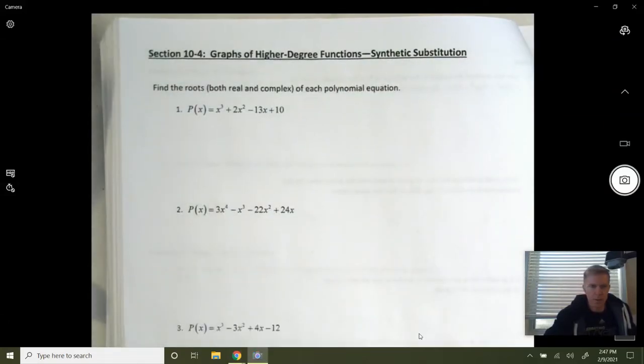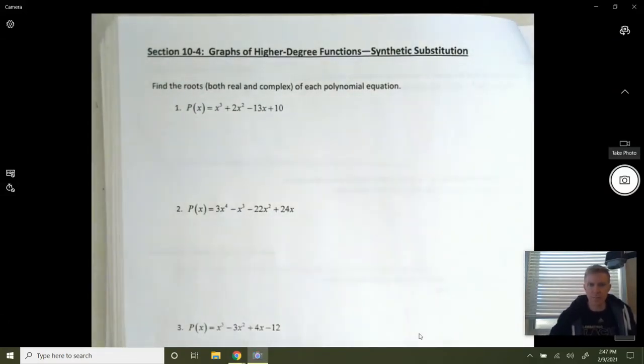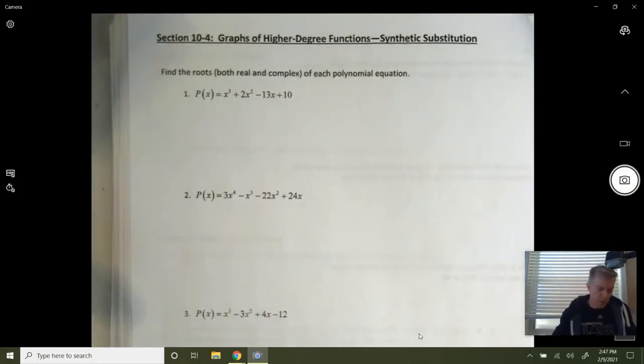Good morning. Today we're going to do 10-4. This is page 309. We're doing 309 to 311 in our packet. There are 4 problems on this page. And what we're doing now is finding the roots.